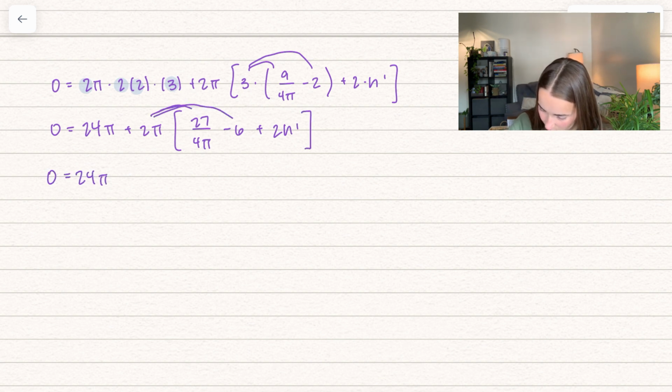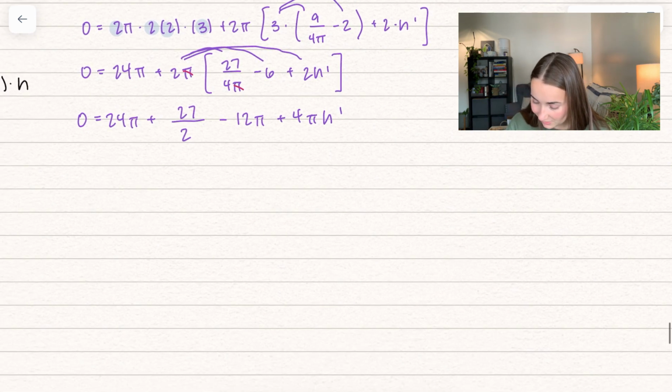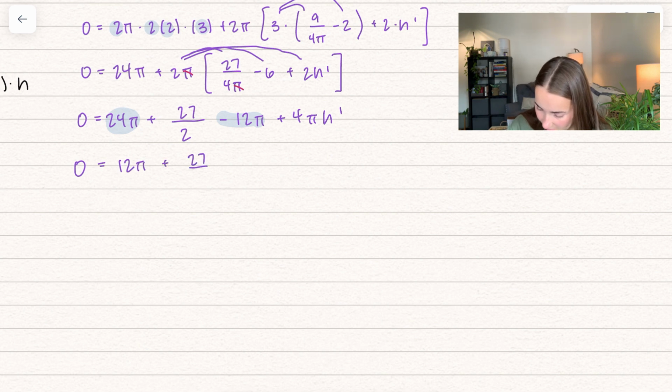Distributing this 2 pi all the way through, I get 27 over, and actually that simplifies just a little bit, so those pi's cancel, and then that 2 divides 4, and so that becomes a 2 in the denominator, and then minus 12 pi, and then plus 4 pi h prime. Okay, so we can combine some things here. First, we can combine this 24 pi minus 12 pi. So I get 0 equals 12 pi plus 27 over 2 plus 4 pi h prime.